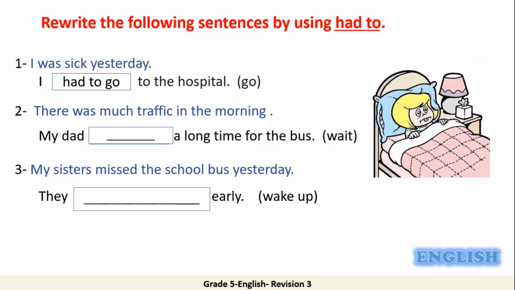Let's see the answers. Number 2. There was much traffic in the morning. So the answer will be, my dad had to wait a long time for the bus. Number 3. My sisters missed the school bus yesterday. The answer will be, they had to wake up early. Well done!